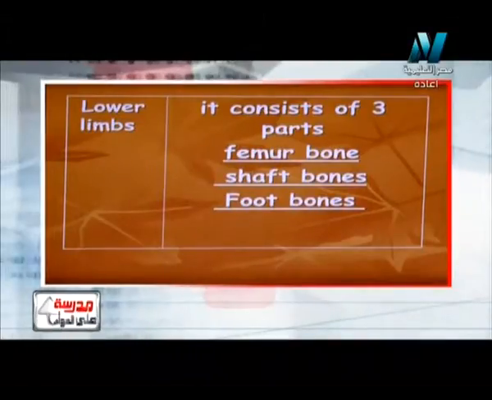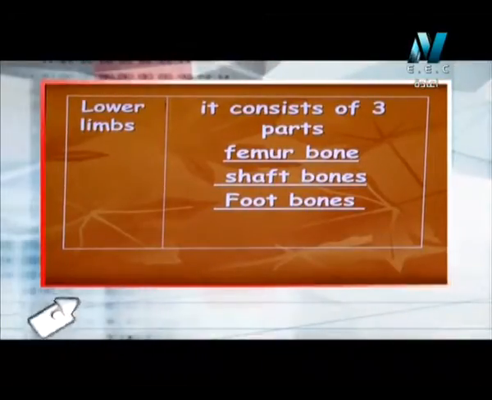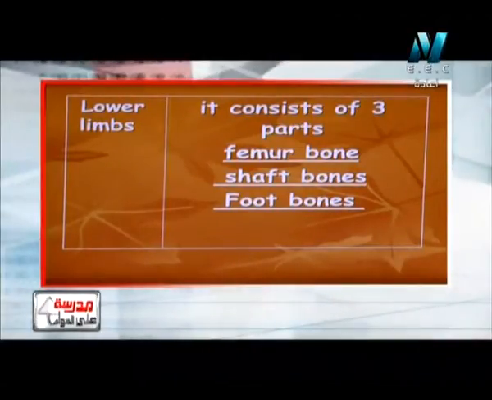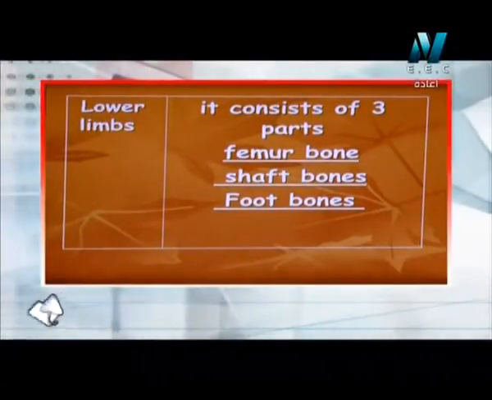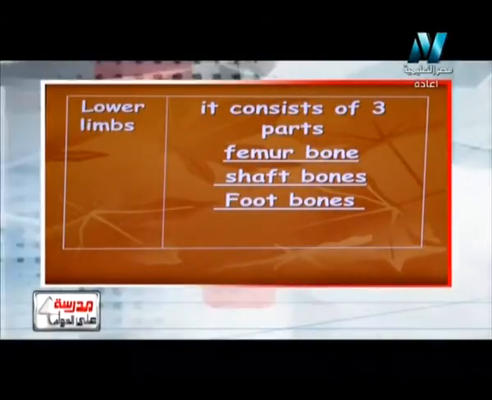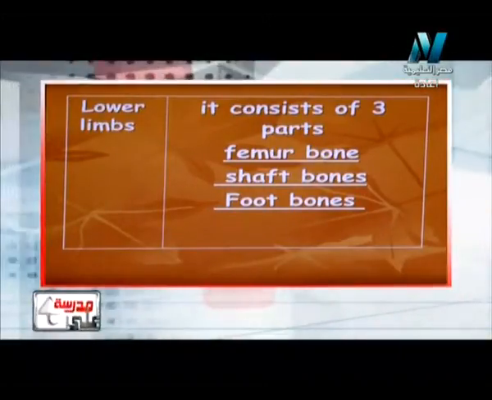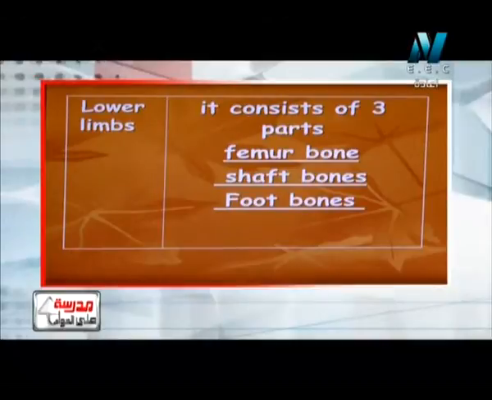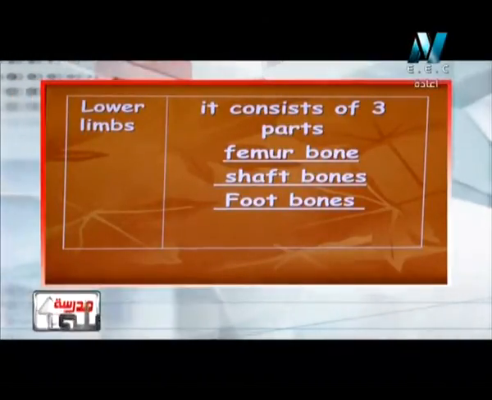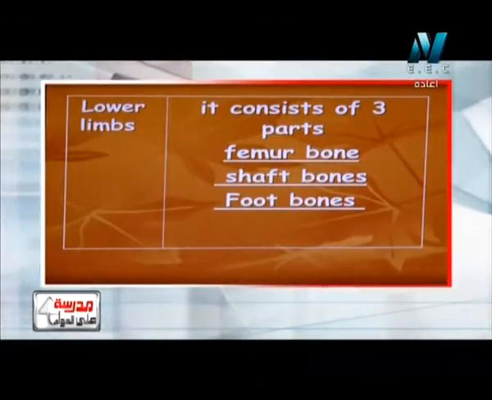Now let's move to another point of our lesson today, which is the lower limb. The lower limb consists of three main parts, like the upper limb. They are the femur bones, عظام الفخذ, shaft bone, عظام الساق, and at last the foot bone, عظام القدم. So we have three parts of the lower limb, which are femur bone, shaft bone, foot bone.